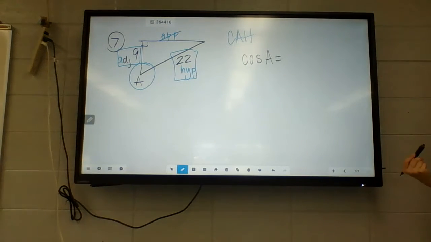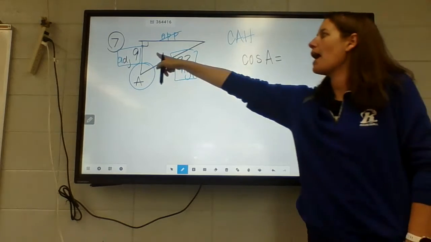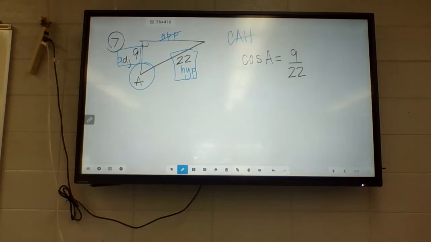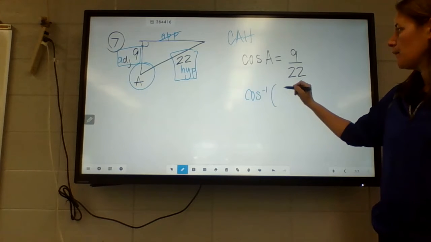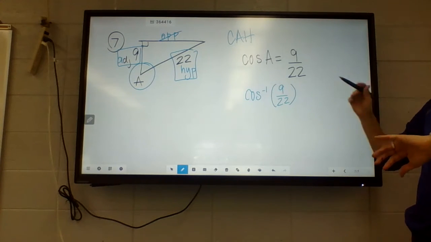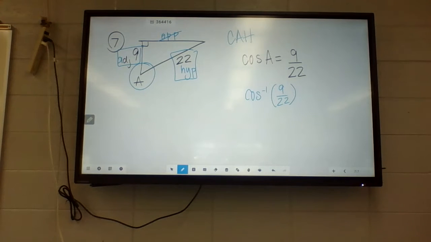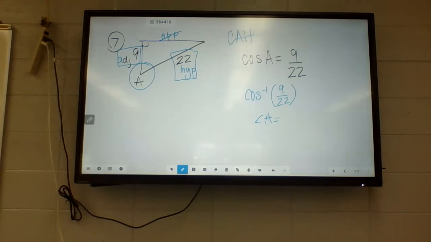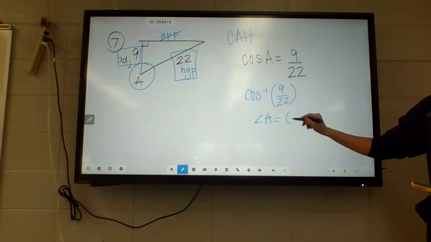So cosine of A, I don't know what A is right now, is adjacent over hypotenuse, so 9 over 22. Now, we want to figure out what the angle is, so we have to undo cosine, and this is where you use the inverse cosine feature, which is like the button right above your cosine in your calculator. And this will give you that angle. So you just leave that fraction the way it is. And I got like 65.9 for my angle if I round to the tenths place.